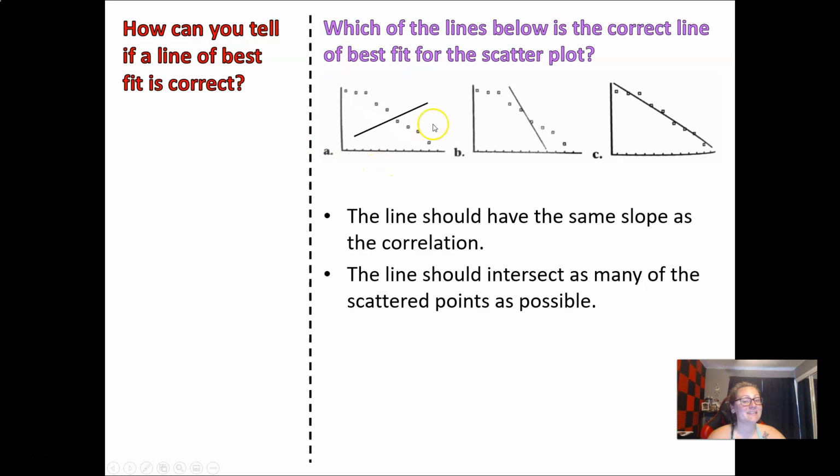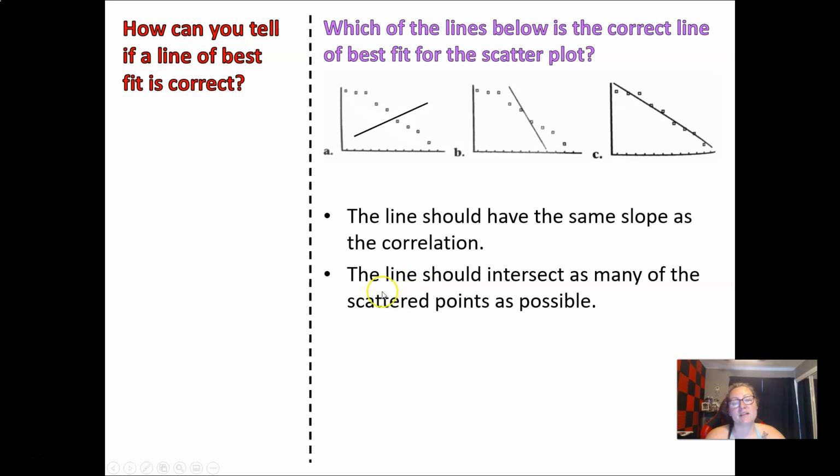So A is out, right? Because in A, the points have a negative correlation. From left to right, they go down, but the line has a positive slope. So A is out. B and C both have a negative line of best fit. See, negative slope, negative slope. From left to right, they're going down.